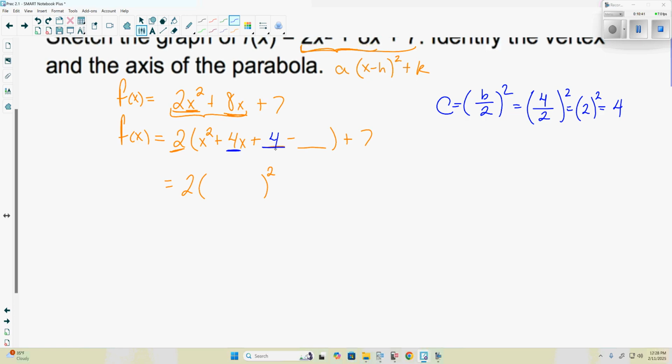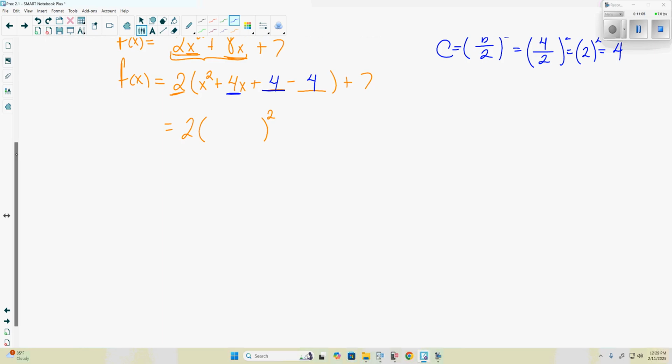Now, when we did this in Algebra 2, we normally added it to both sides, but here we're not going to add it to both sides. We're going to add and subtract it inside the parentheses. Because if I add 4 to it and subtract 4 from it, well, 4 minus 4 is 0. So we actually haven't added anything to the equation since we added it and subtracted it.